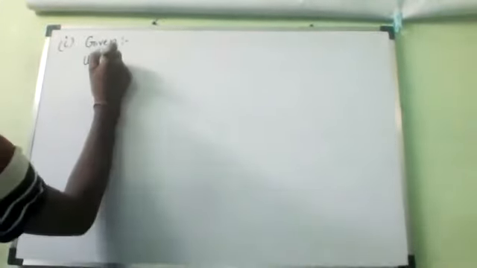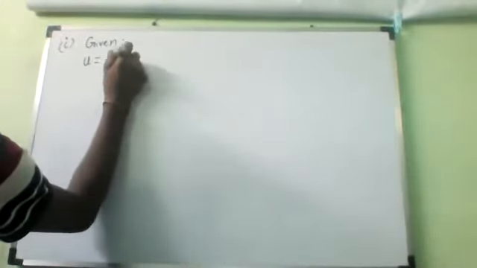Pranita? Object distance is 20 centimeters, sir. You are also not saying sign convention. Minus 20, sir. Minus 20 centimeter.